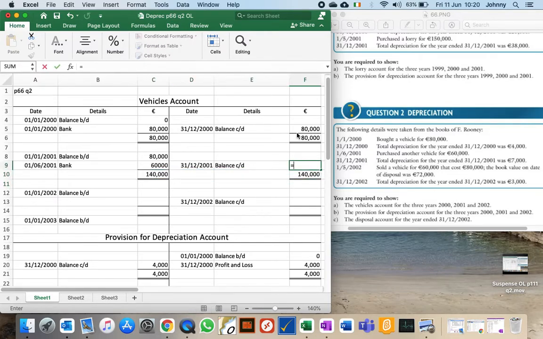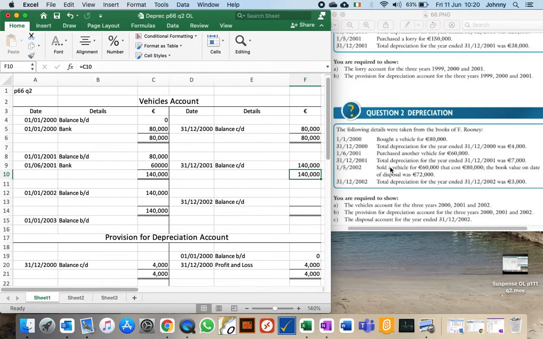So I had a total of 140,000 originally invested on the vehicles that I have. So it's two vehicles, and they originally cost 140,000. That doesn't mean that they're worth 140,000. They're worth less because some depreciation is taken away. But this vehicles account is always what the thing originally cost.